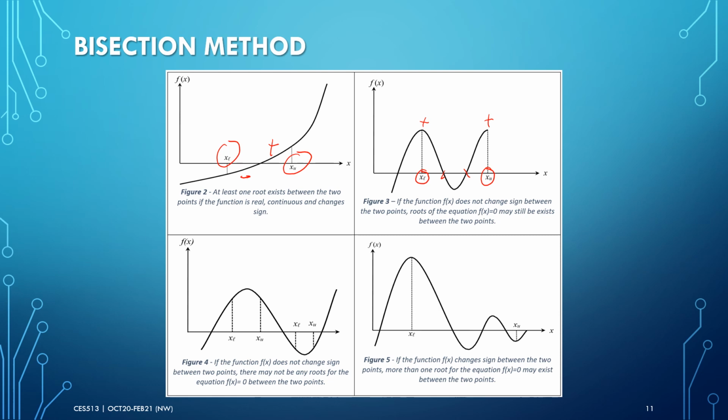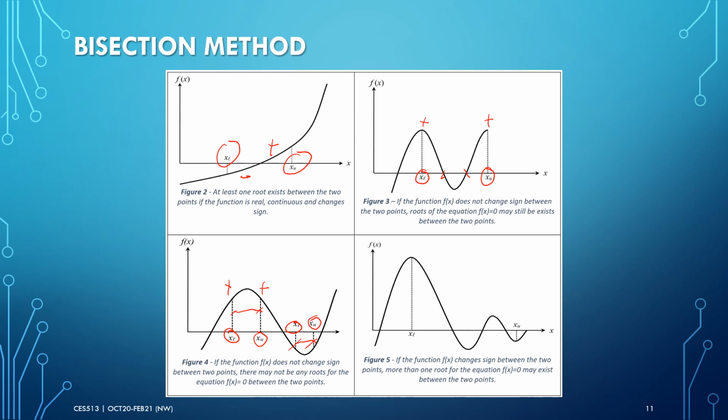Okay, and then for figure 4, if the function does not change sign between the 2 points, there may not be any roots for the equation f(x) between the 2 points. So, for example, here we have lower bound and upper bound positive, positive, and there are no roots in between these 2 bounds. And then for the other case, we have negative lower bound and upper bound, and there are also no roots between these 2 bounds.